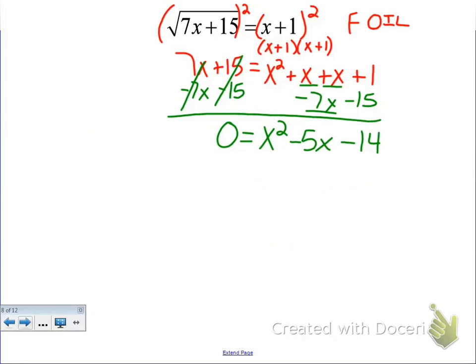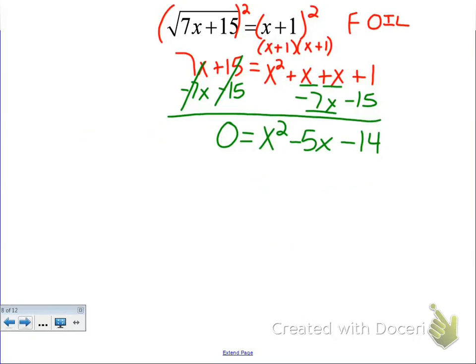You can do the quadratic formula, which, if you remember, is opposite of b plus or minus the square root of b squared minus 4ac all over 2a. But that's a bit of overkill in this case. You don't really need to do the quadratic formula. This is a basic factoring problem.